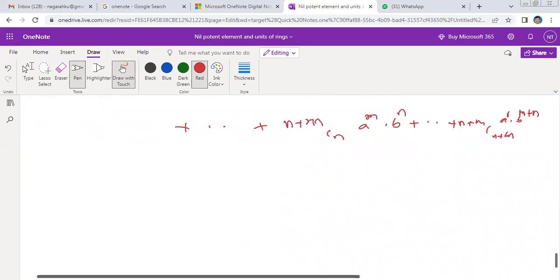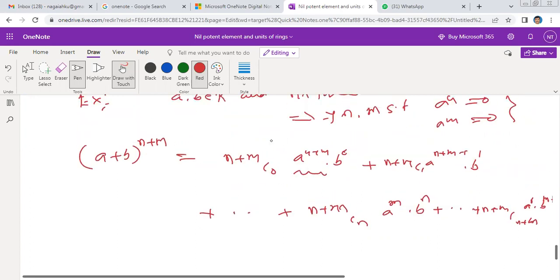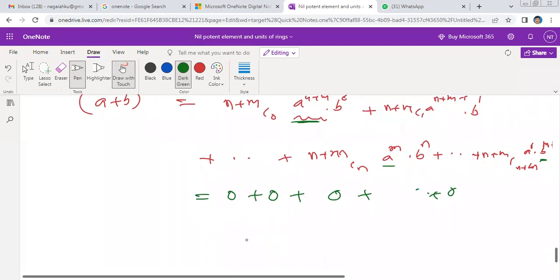What is my first term? Because of A power n into A power m, A power n value is 0 and A power m value is 0, this first term is 0. Again, this one is 0, since A power n is there. Lastly, B to the power of n plus m is there, and this is 0. So A plus B whole to the power of n plus m is equal to 0. Therefore, A plus B is again a nilpotent element.